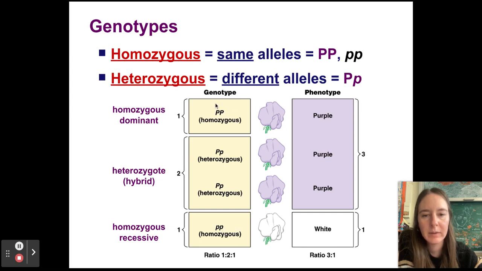And again, we're talking about the genotypic ratio, 1 to 2 to 1, because there are 3 different genotypes: homozygous dominant, heterozygous, or homozygous recessive. That's why you have 3 numbers in this ratio. When we're talking about the phenotypic ratio, we're looking at just 2 things: purple flowers or white flowers. So for every 3 purple, we have 1 white.